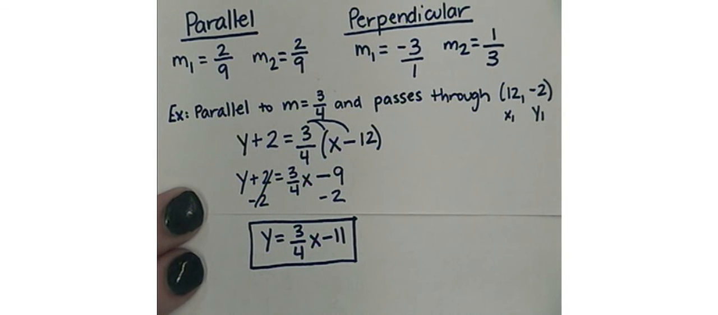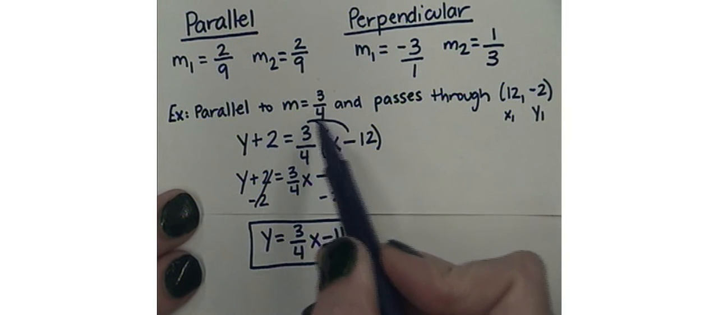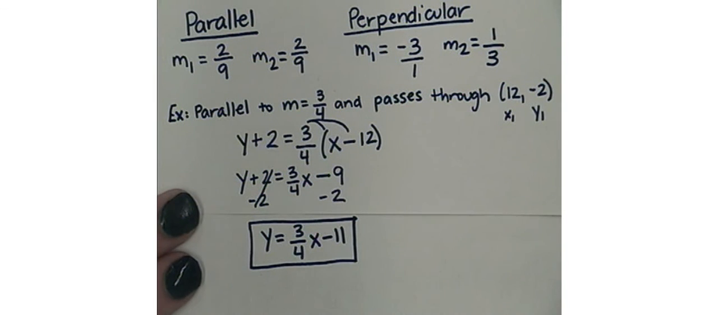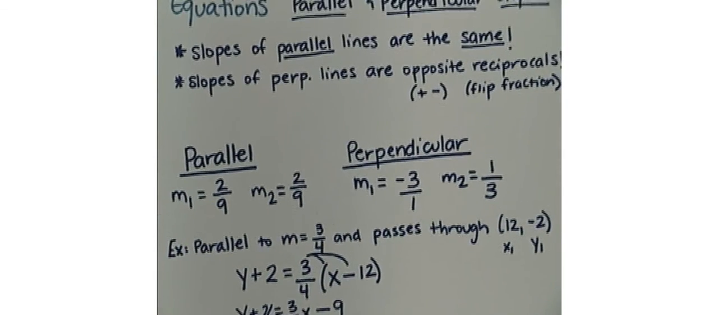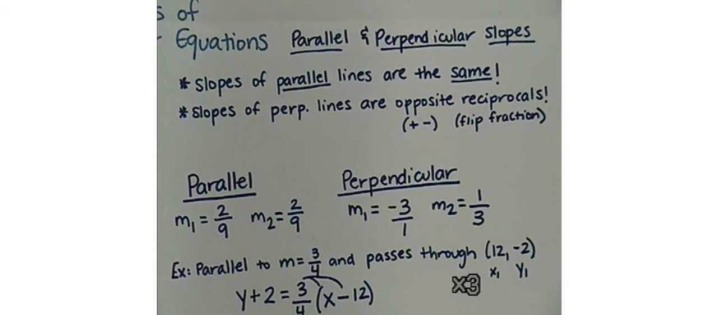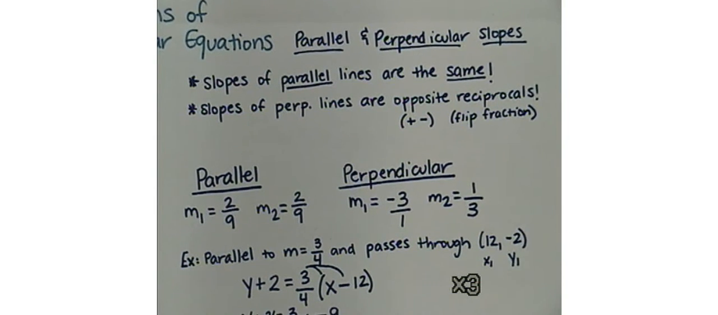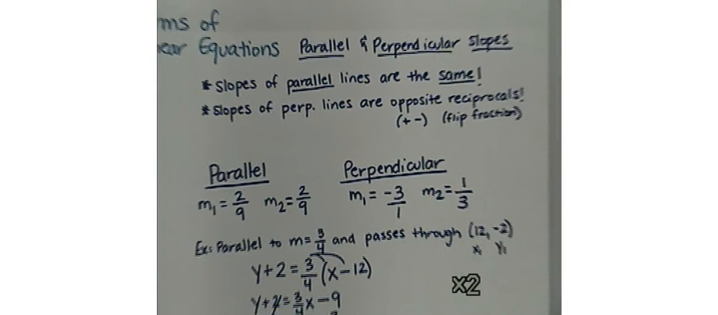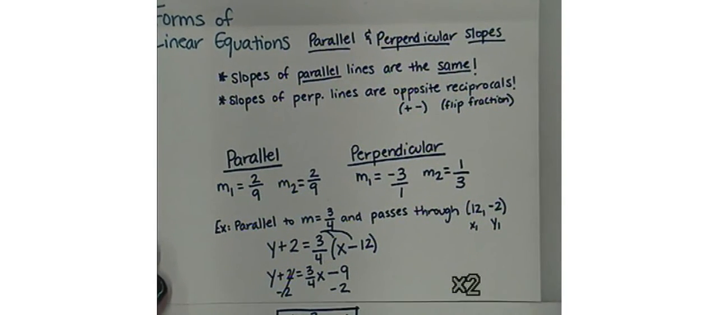So my slope here is 3/4 because it's parallel to this line, which is 3/4. My y-intercept was a -11. It's easy to graph when it's in slope-intercept form. Okay, so here are notes on parallel and perpendicular. Hopefully it's on the same sheet as your standard form notes, and you can use this on your quiz.